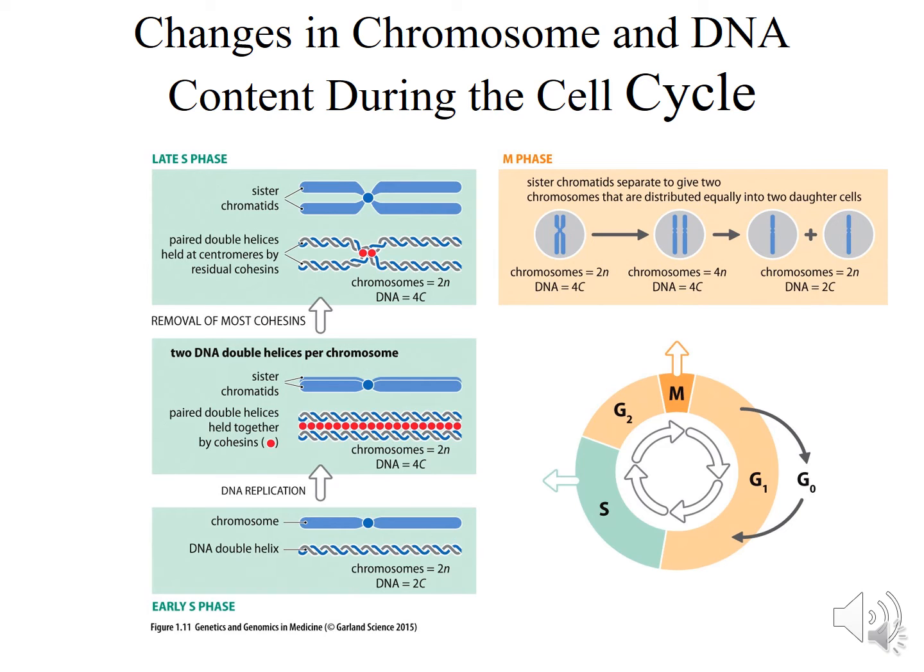And the chromosome now consists of two sister chromatids, each having a double helix. The sister chromatids become more obvious in late S phase, when most of the cohesins are removed except for some at the top of the centromere, which continue to hold the two sister chromatids together. And then, as shown in the upper right-hand corner of the slide, during M phase, the sister chromatids finally separate to form two independent chromosomes that are segregated into daughter cells.